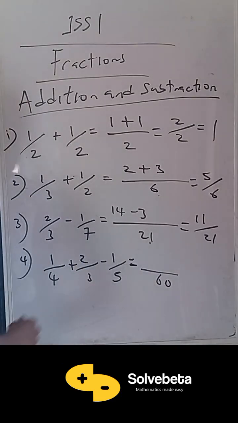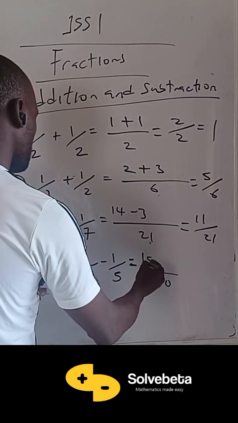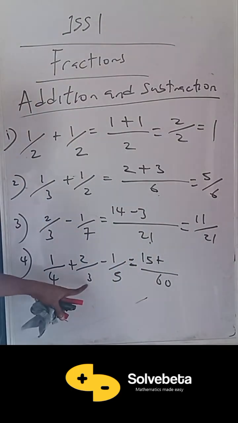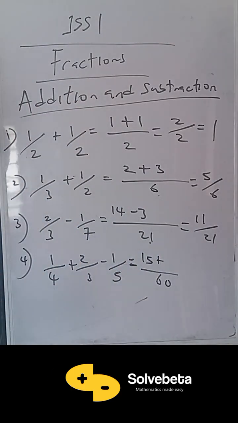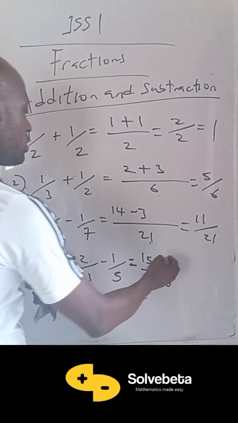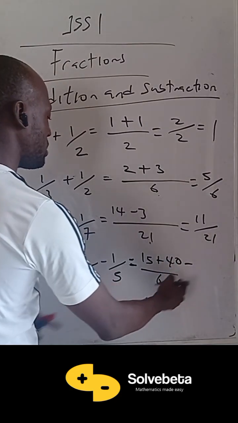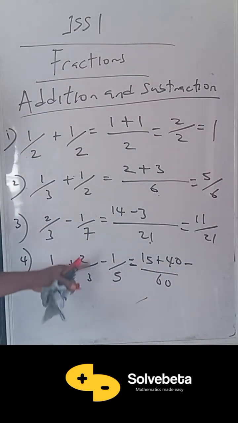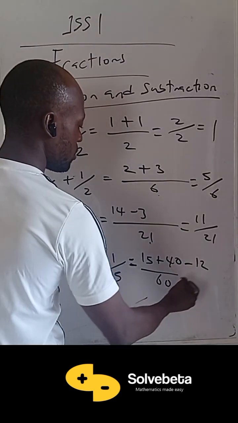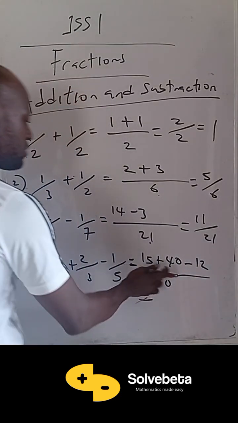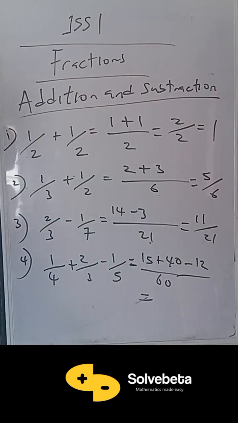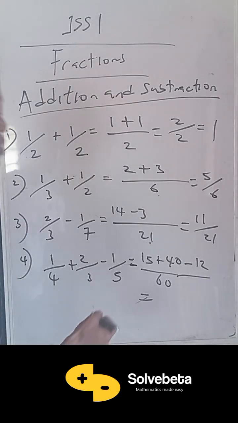60 divided by 4, that should be 15. 15 times 1 is what? 15. Plus 60 divided by 3, 20. 20 times 2, 40. Minus 60 divided by 5, 12. 12 times 1, 12. So if we go ahead, 15 plus 40, that's 55. 55 minus 12, that should be 43. So you have 43 over 60.